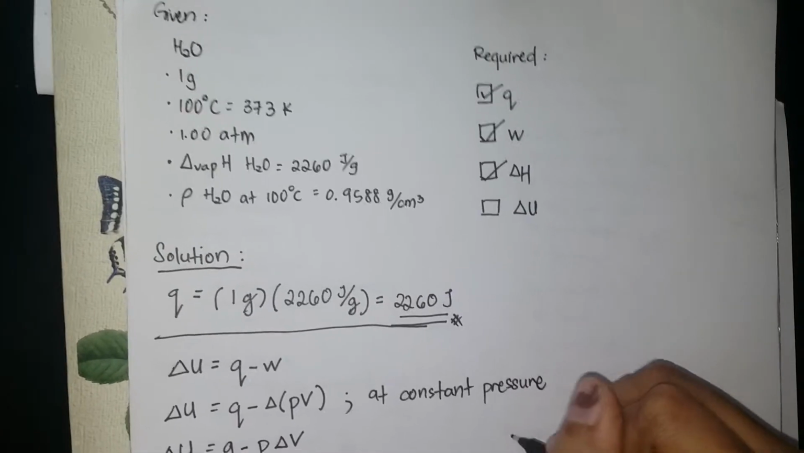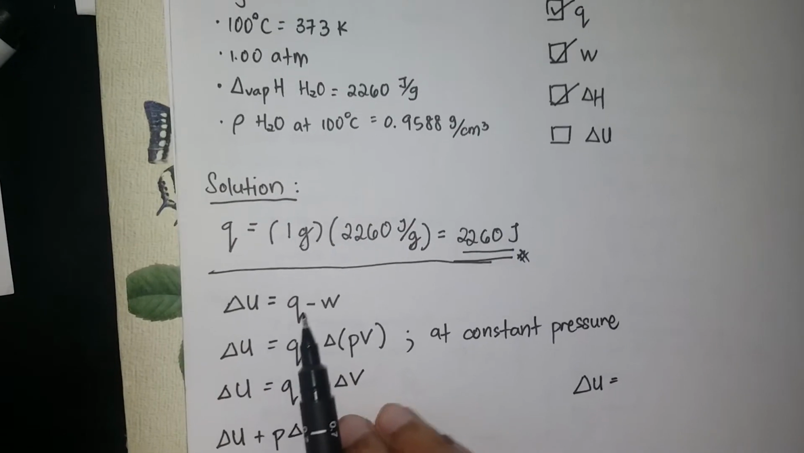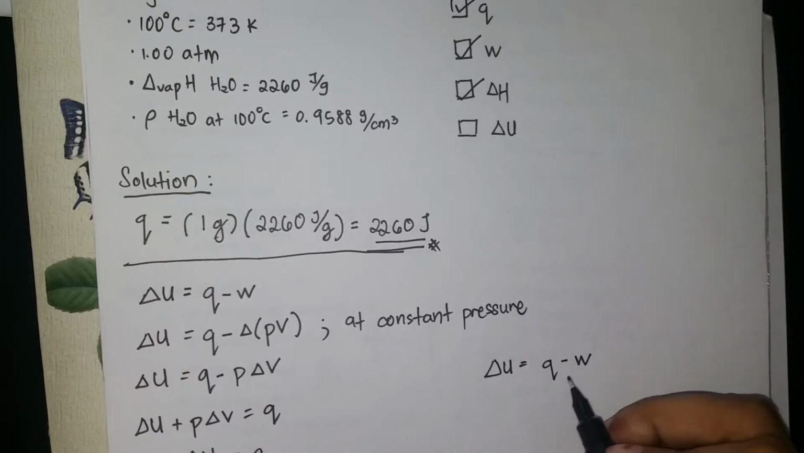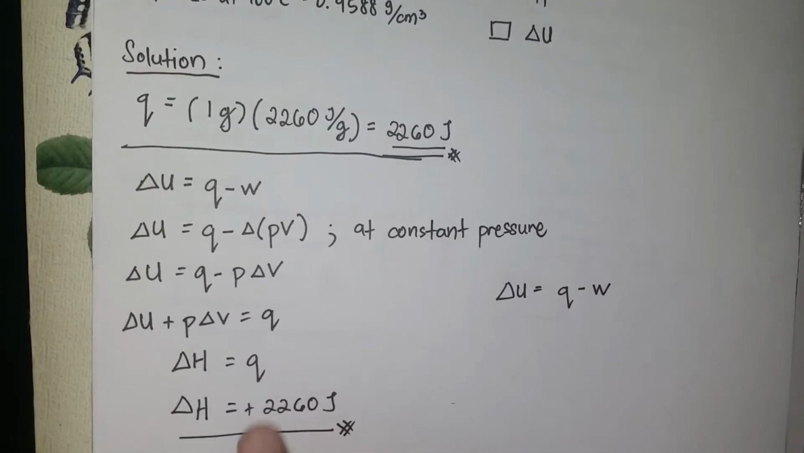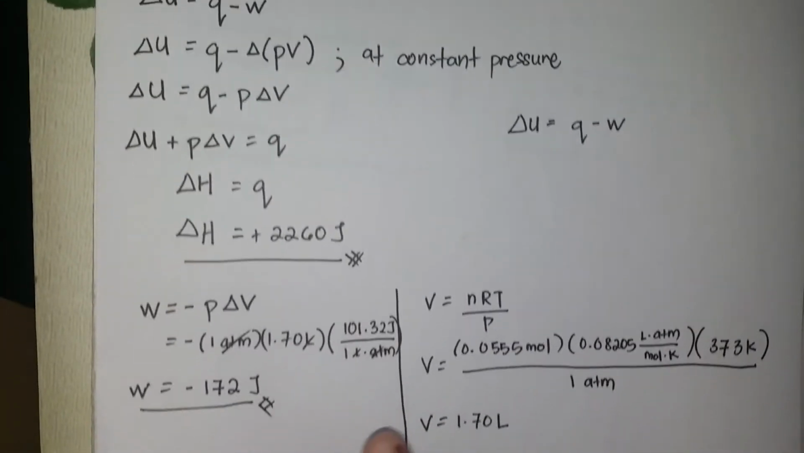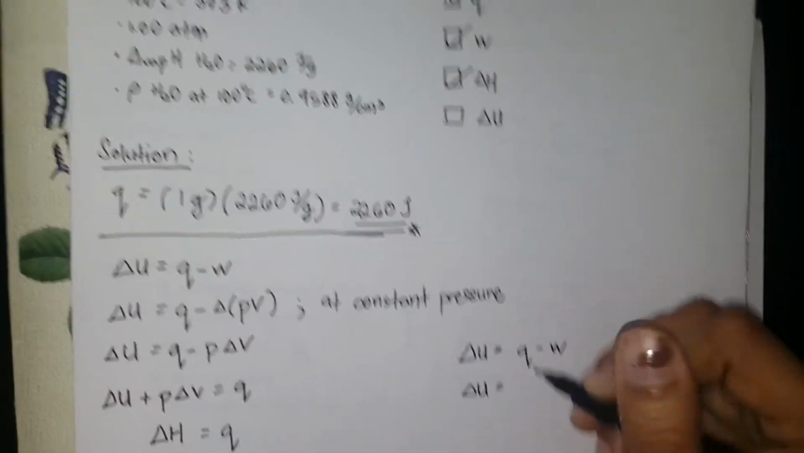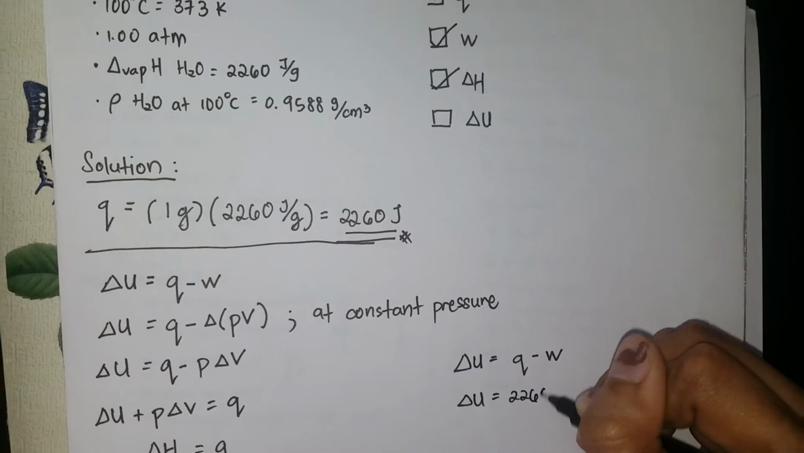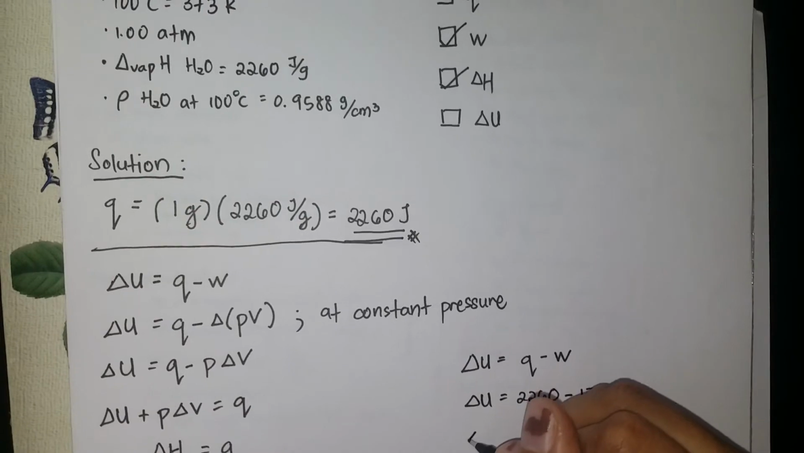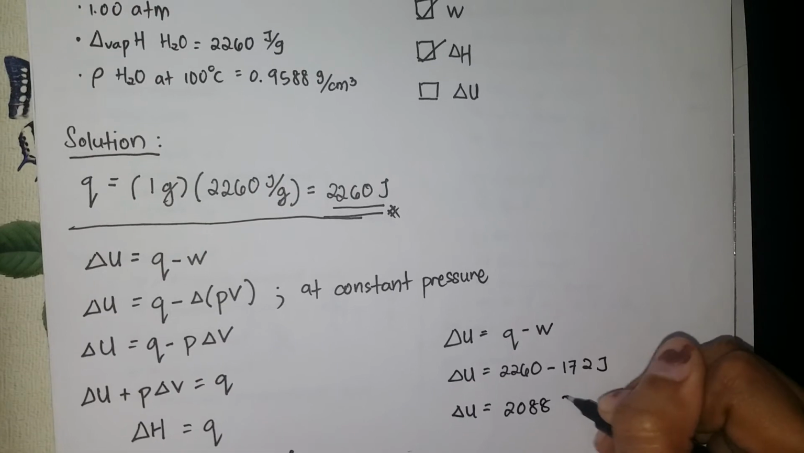Now, we're going to solve for the change of internal energy. As I said earlier, the change of internal energy is equal to the heat transfer minus the work done. We already solved for the heat transfer, which is this. We also already solved for the work done. It is this. So just plug it in. Q is 2260 minus 172 joules, which is equal to 2088 joules.